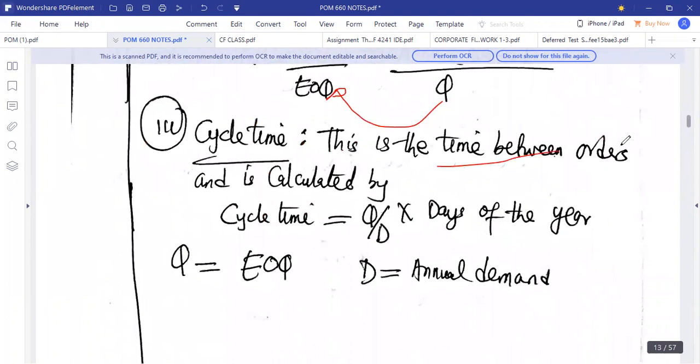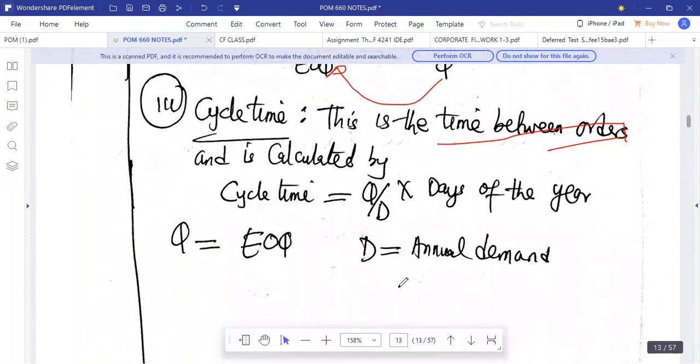Cycle time is the time between orders. It is calculated as cycle time equals Q over D multiplied by the days of the year, where Q is the EOQ and D is the annual demand.